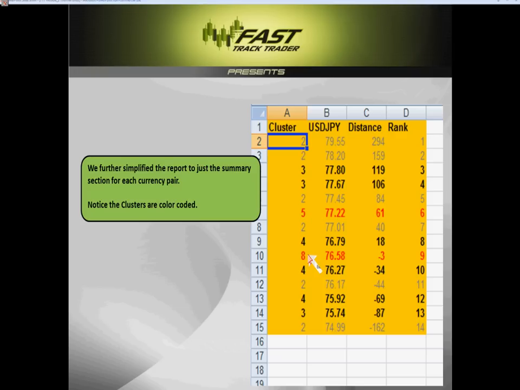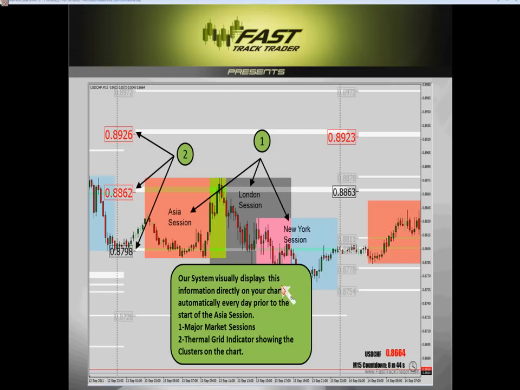That's awesome. Okay? Now, our system visually displays this information directly on your charts automatically every day prior to the start of the Asia session. You get it, they're going to come in an hour before Asia, sometimes maybe even earlier. You're going to see them drawn, and you're going to be able to plan your day with this. This orange box, kind of red, is Asia. The gray box is London, and the blue box is New York. These are the sessions. The thermal grid indicator showing the clusters on a chart right there. Okay, you got your grays, you got your black, and you got your reds. Okay?